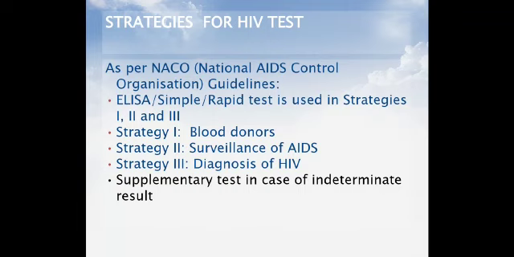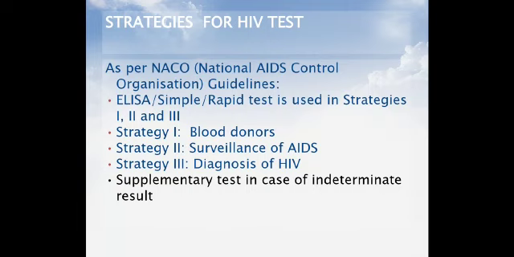In strategy 2, which is done for surveillance of AIDS, two test kits with different principles have to be used. First, if a patient comes positive by a first kit, then the sample is subjected to the second kit. If it is positive by the second as well, then he is reported as positive. If it is negative by the second kit, then equivocal result or repeat of the testing is done. That is strategy 2.